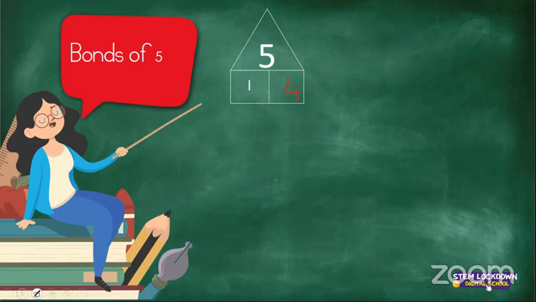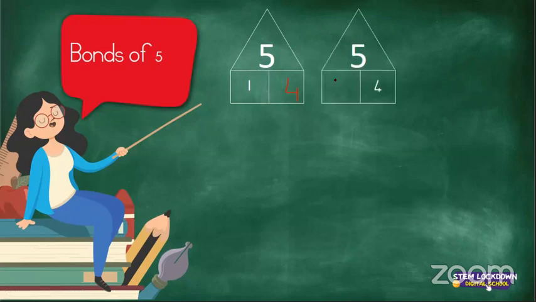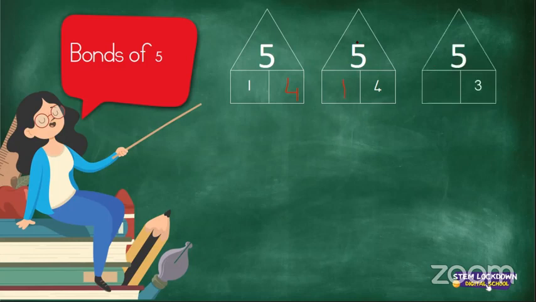What have we got in the next house? An empty block on the left and 4 on the right gives us what in the top roof? 5. So what number are we going to put in the empty block? 1. Good. 1 and 4 makes 5. Excellent. Let's have a look at the next house, boys and girls, and let's see if Liam can help us.